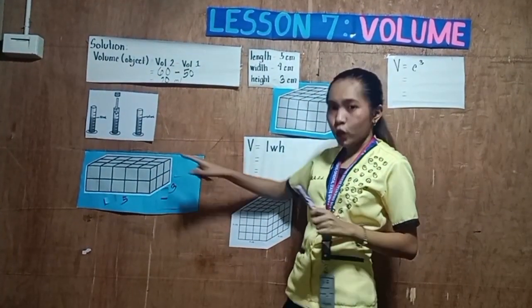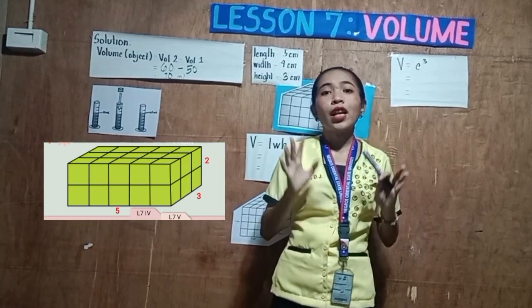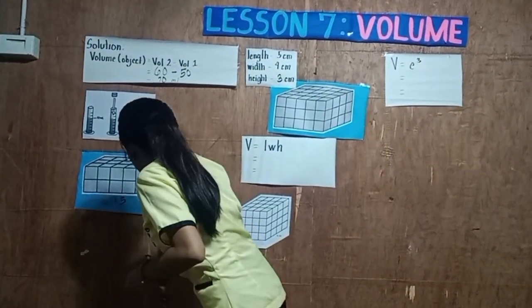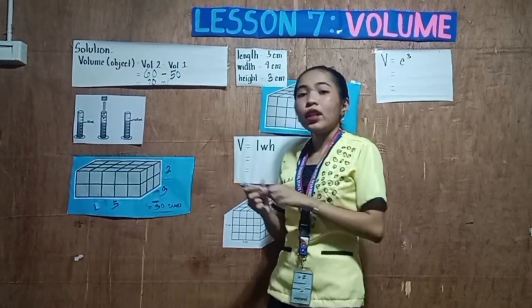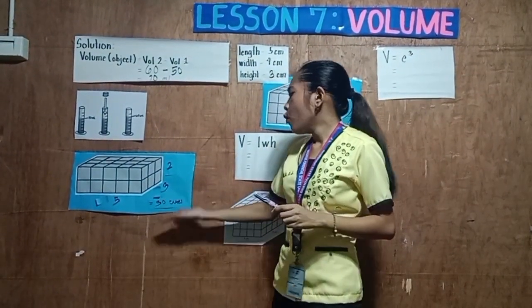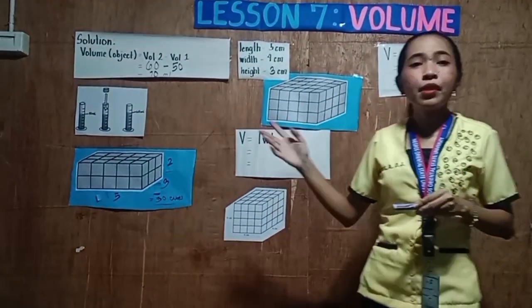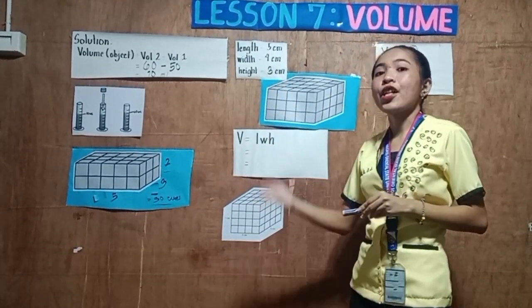And 1, 2. So, using the formula length times width times height, we get the total of 30 cubes. Now, why 30? Yes, that's right, because 5 times 3 is equal to 15 times 2 is 30.